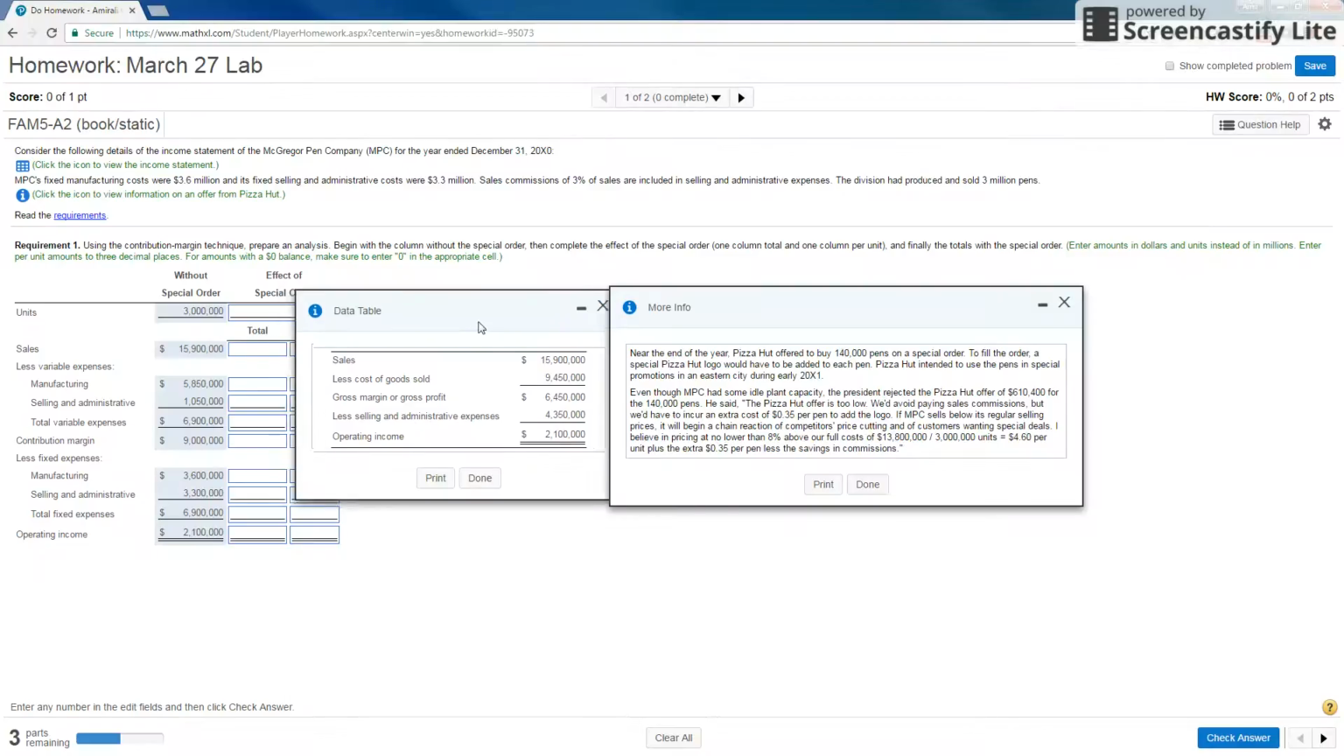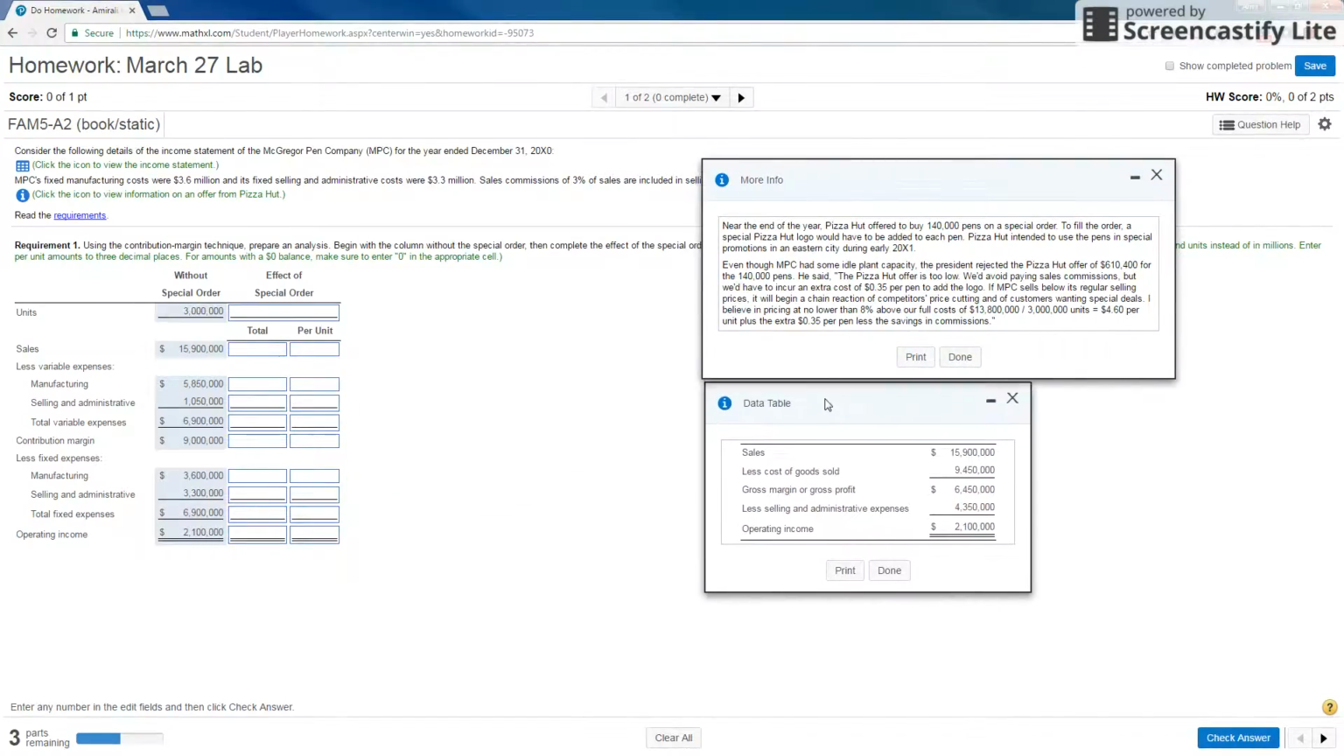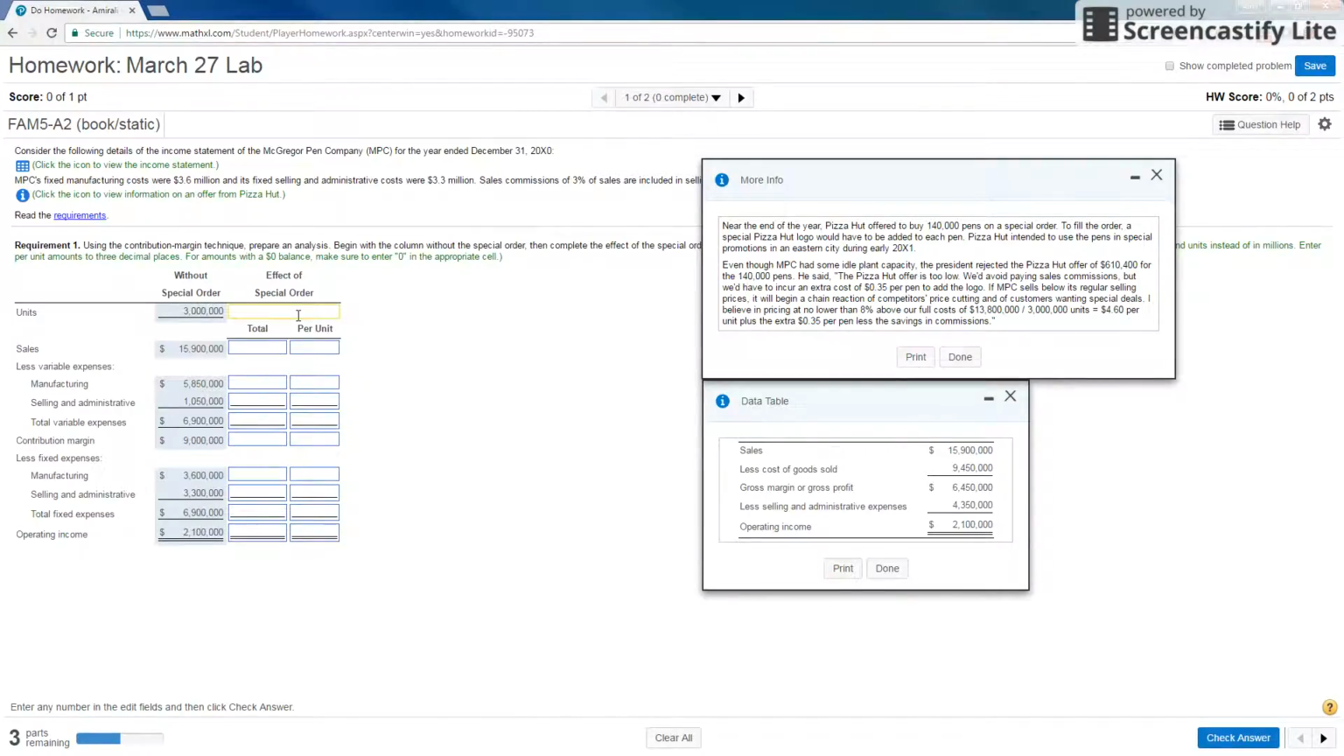Yes. So now we have to take into effect the special order, and that's the tricky part. The effect of the special order is easy at first. How many pens are we talking about? It's 140. So it's not the summation of the situation. This column is just talking about the special order.